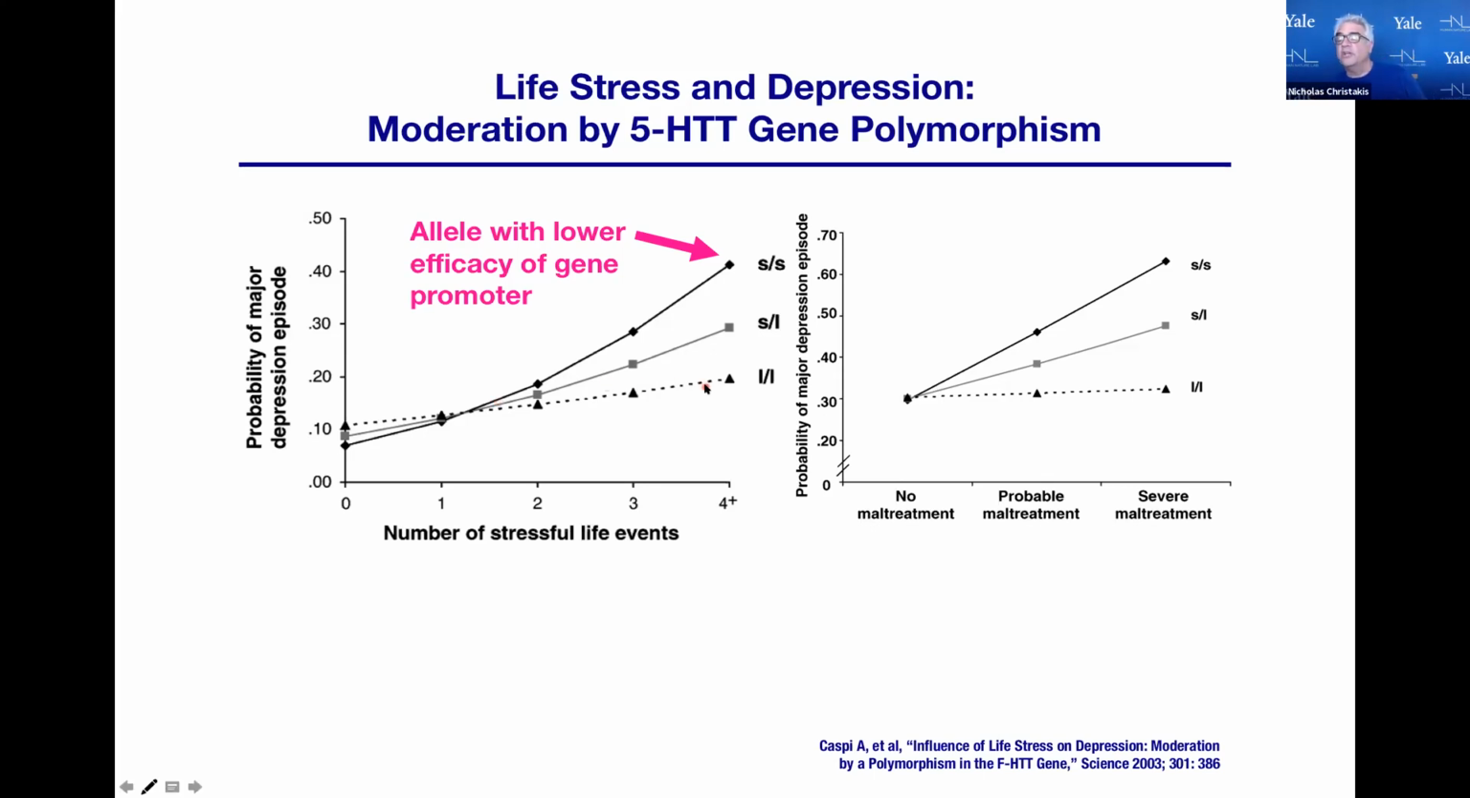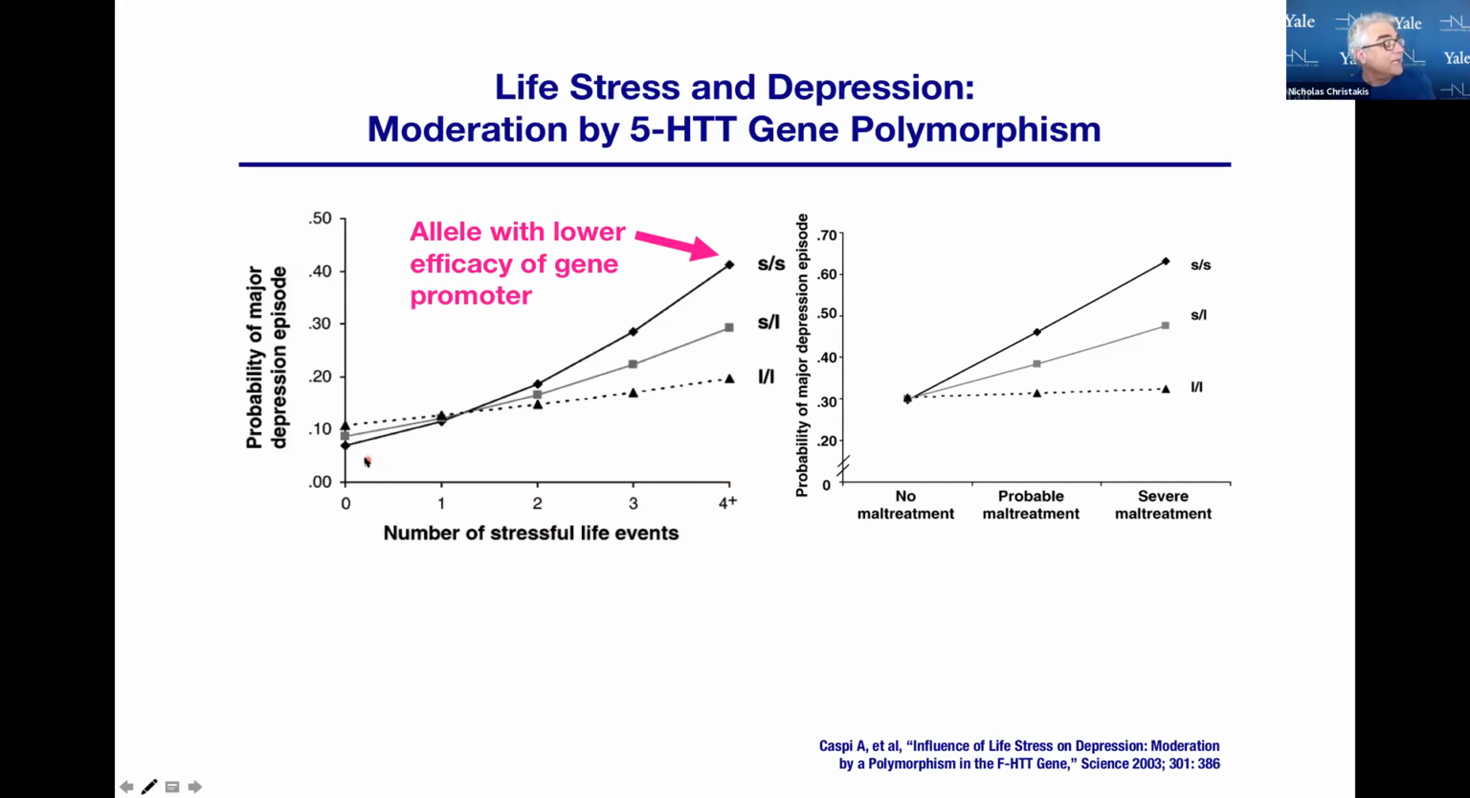Now, in the promoter region, there can be a short allele, which is associated with lower transcriptional efficiency, or there can be a long allele, which is associated with higher transcriptional efficiency. And on the left is a graph taken from your reading that shows the probability of a major depressive episode. So now we look at how likely you are to have depression in adulthood, depending on the number of stressful life events. So did you have one stressful life event? Maybe your parents got married or you were homeless. Or two, maybe you were homeless and you were sexually abused. Or three, or four, or more.